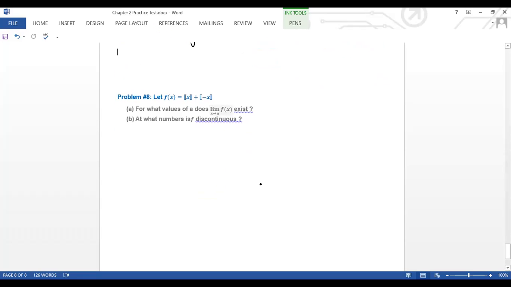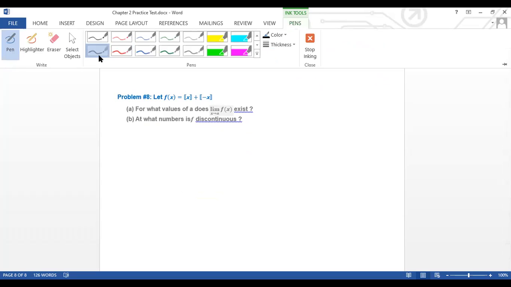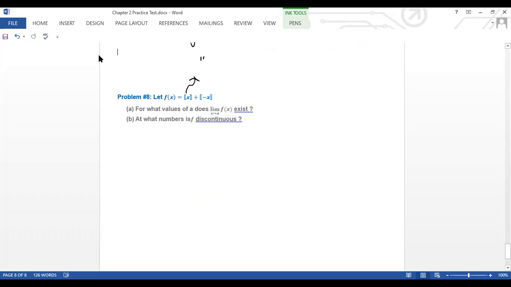Okay, now the last one is here. So we said, for what value of a does the limit exist? So you still remember what this function is? We called this the greatest what?